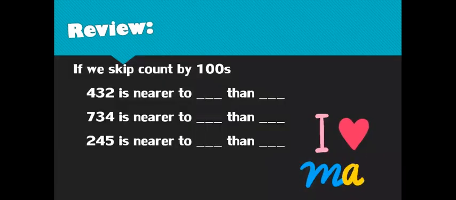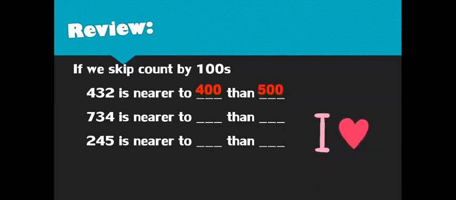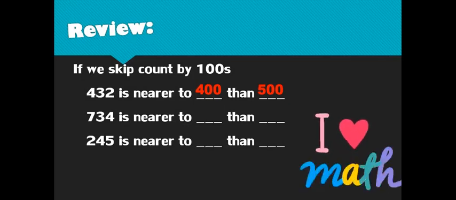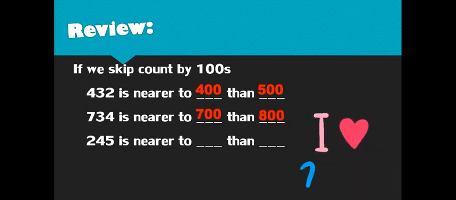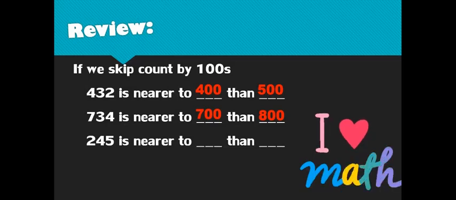Okay, very good. Let's proceed to our next review. If we skip count by 100s, 432 is nearer to blank than blank. 432 is nearer to 400 than 500. Second one, 734 is nearer to blank than blank. 734 is nearer to 700 than 800. 245 is nearer to blank than blank. 245 is nearer to 200 than 300.